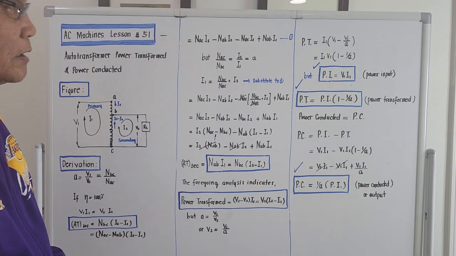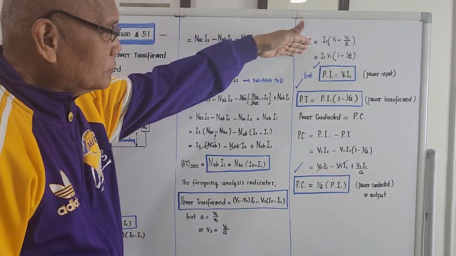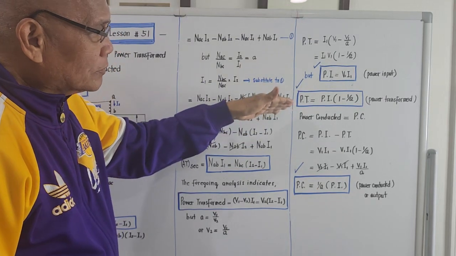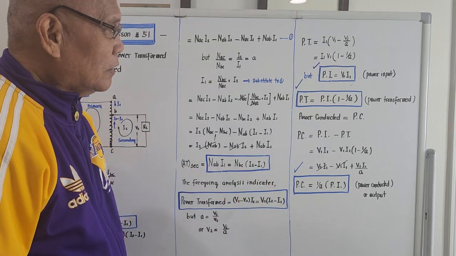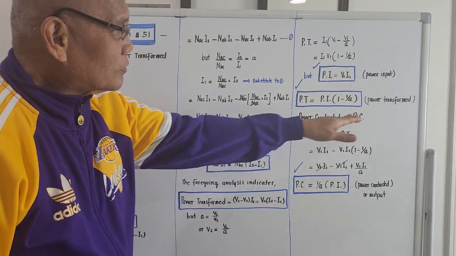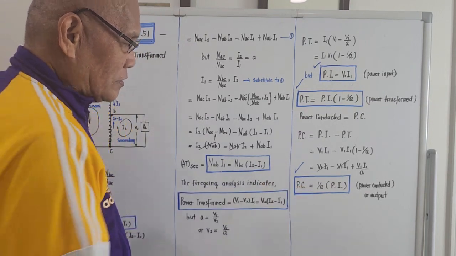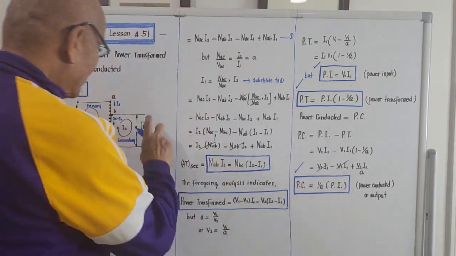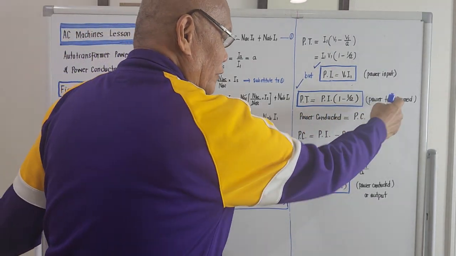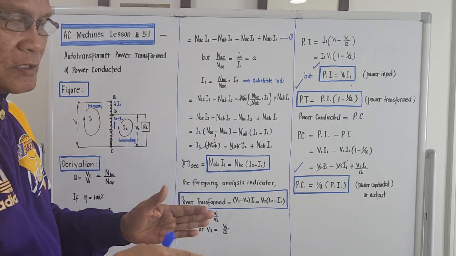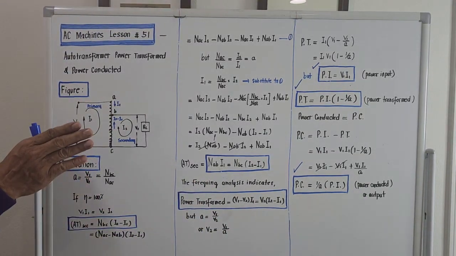So actually there are three formulas for autotransformer: power input, power transform, and power conducted. There are new terms here, power transform and power conducted. Power conducted is similar to the power output of the autotransformer, but for power transform, we'll discuss that one later on. Okay, let's try to bring out the figure of an autotransformer.